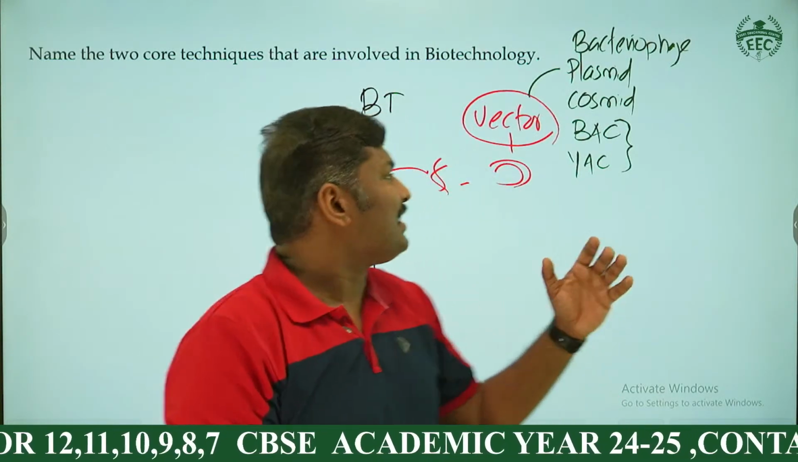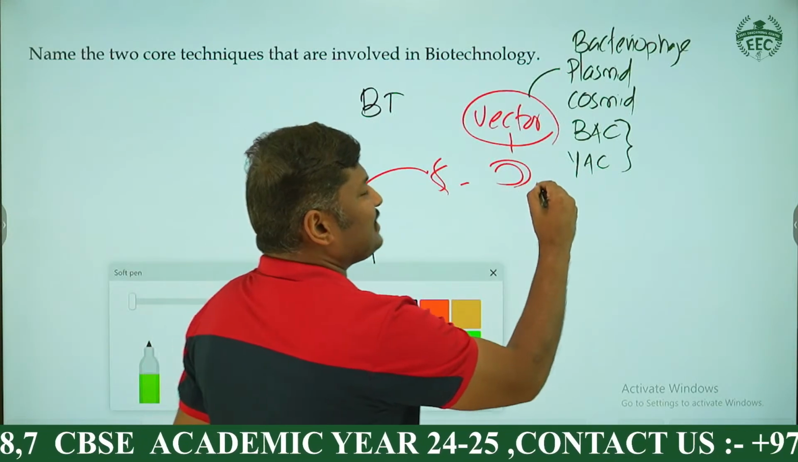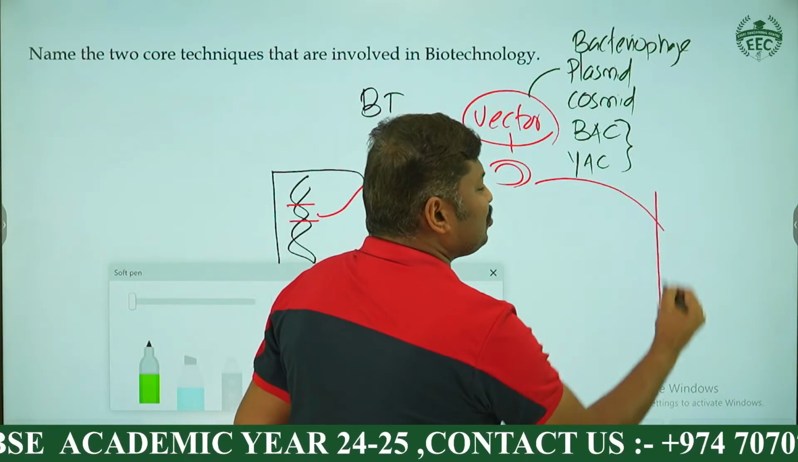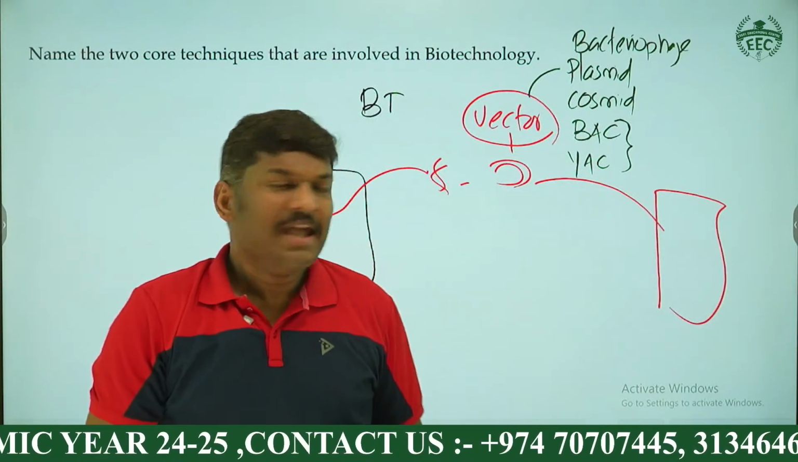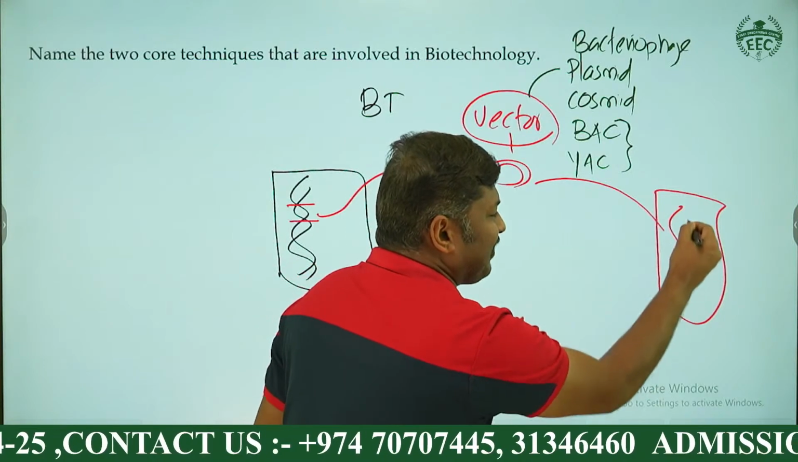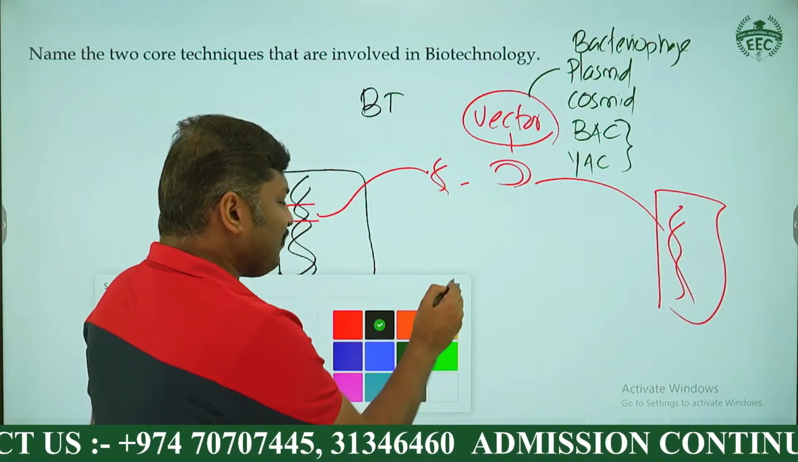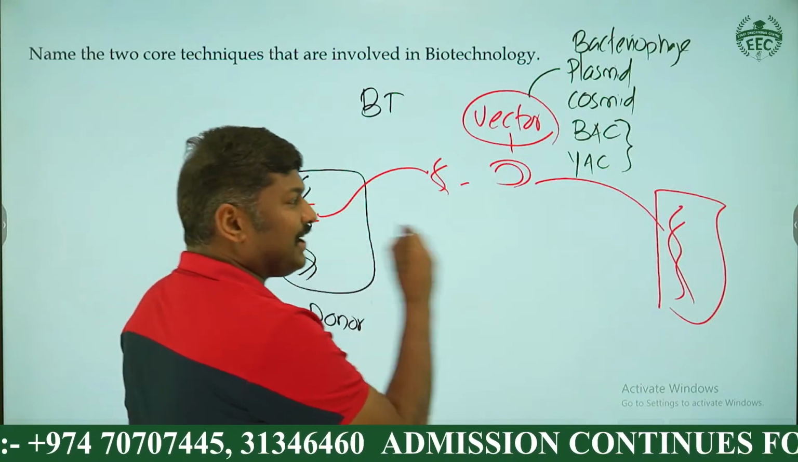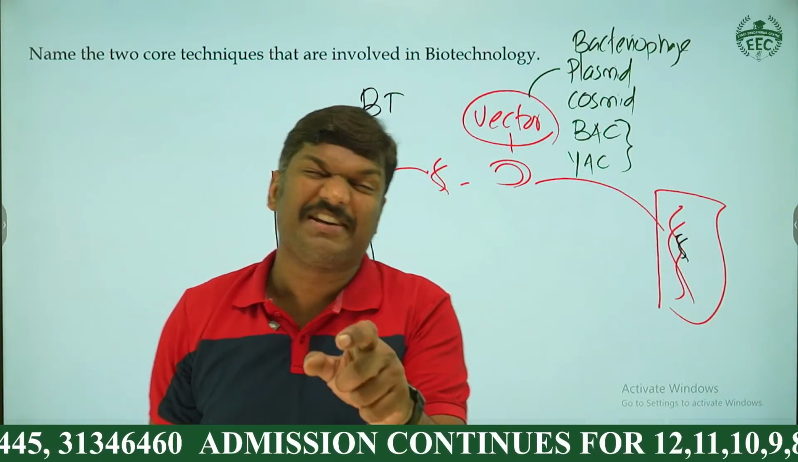Okay, that's about the vector, and using that vector, what will happen? Using the vector, we are transferring into a host. This is the host into which we are inserting. The host has its own DNA. This is the DNA of the host, and this is the foreign gene, right? The foreign gene is incorporated with the host DNA. What does that mean?